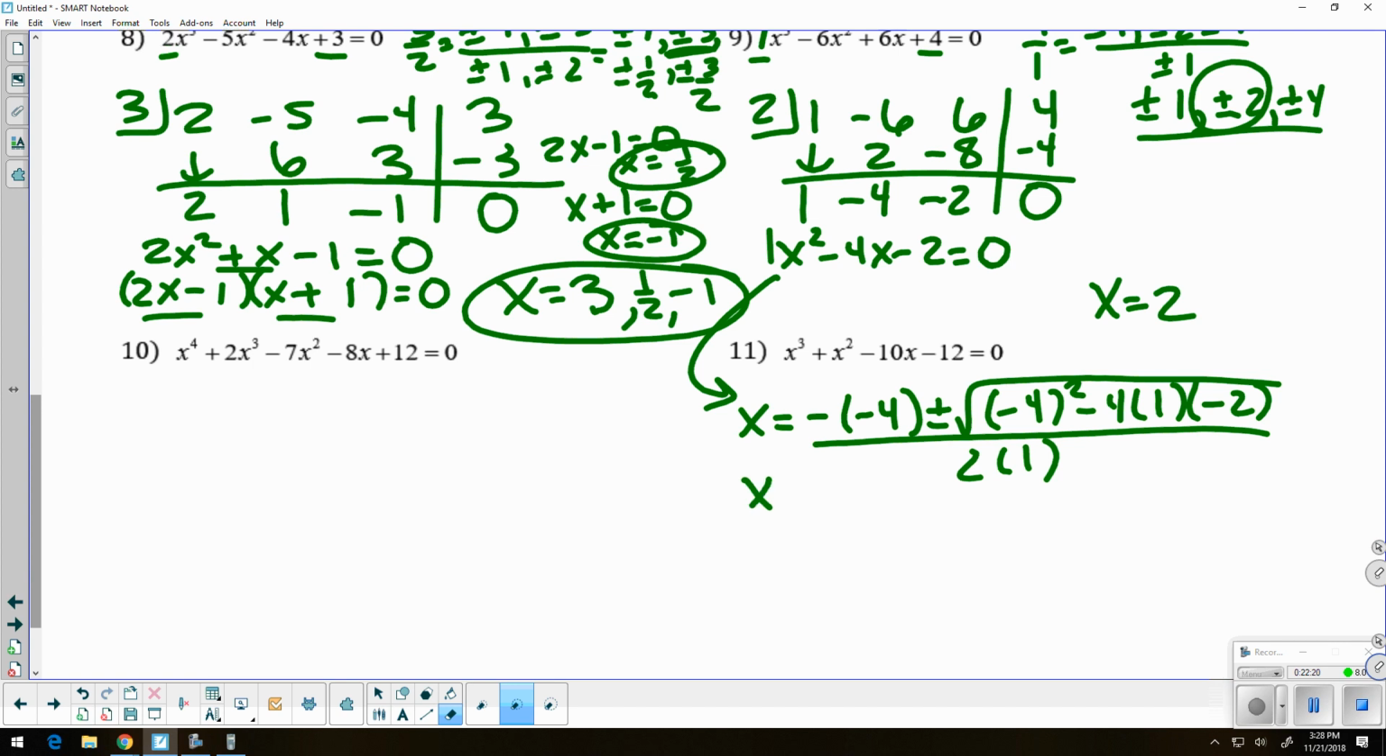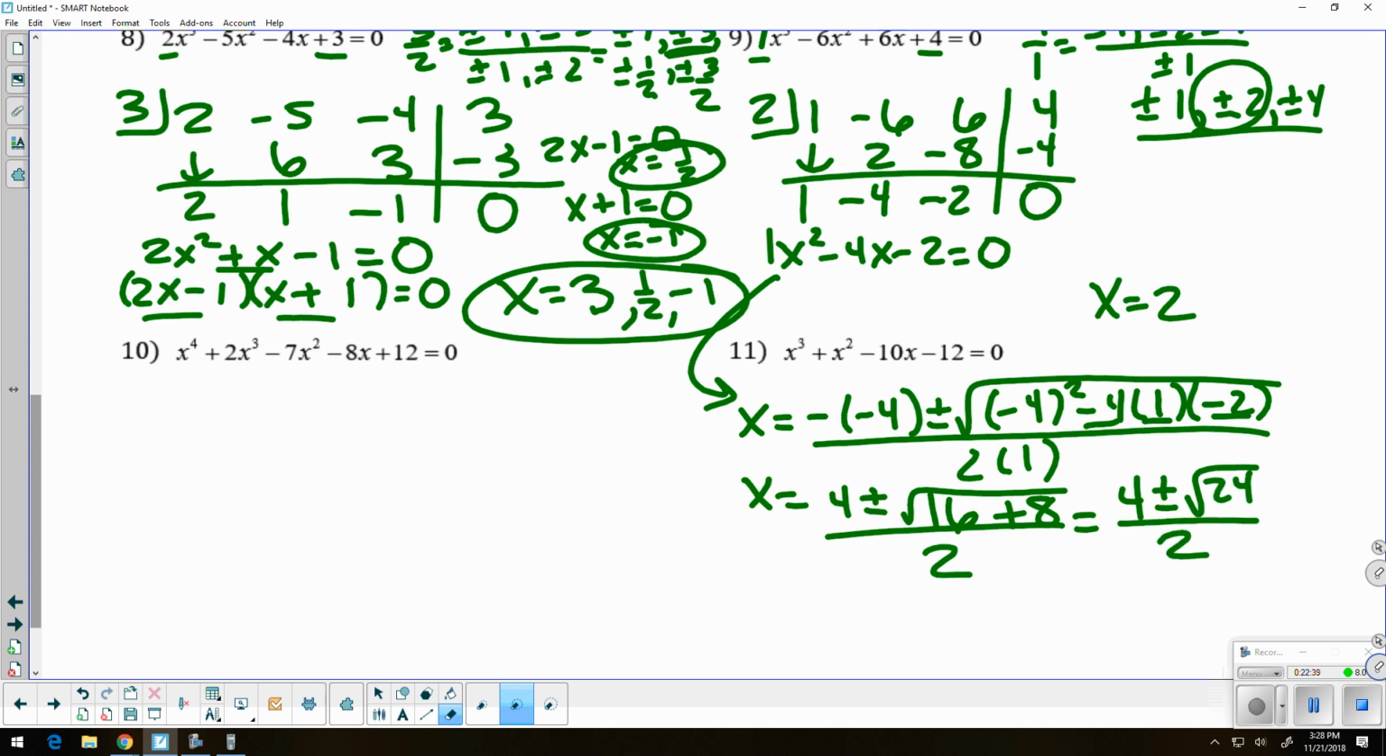So we're going to have positive 4 plus and minus the square root of 16 for negative 4 squared. And now negative 4 times 1 times negative 2 is positive 8. This would be all over 2. Okay, next, 16 plus 8, we would have 4 plus and minus, that's 24 underneath the radical now.